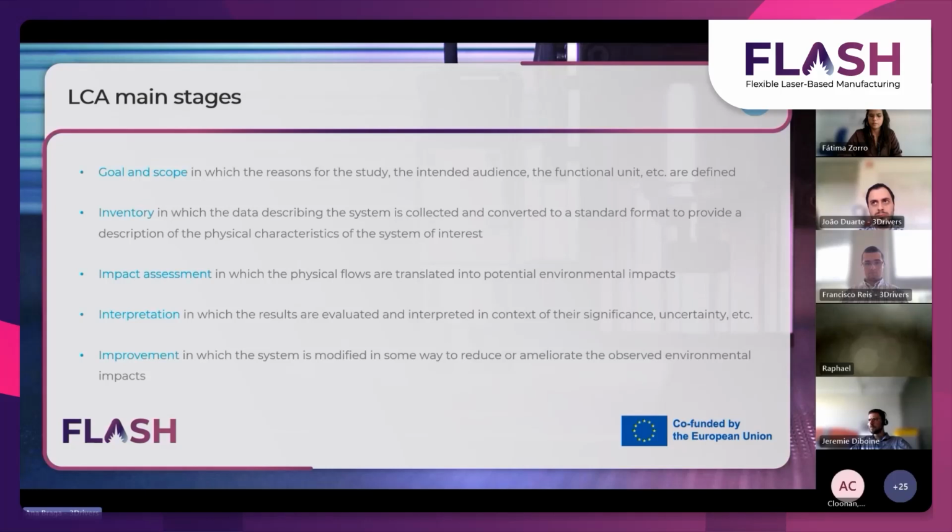So the goal and scope is where the reasons for the study, the intended audience, and the functional unit are defined. The inventory is where the data describing the system is collected and converted to a standard format to provide a description of the physical characteristics of the system of interest. The impact assessment is where the physical flows are translated into the potential environmental impacts. The interpretation is where the results are evaluated and interpreted in the context of their significance, uncertainty, and so on.